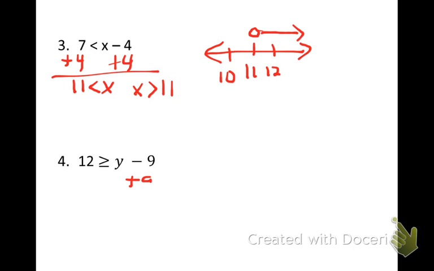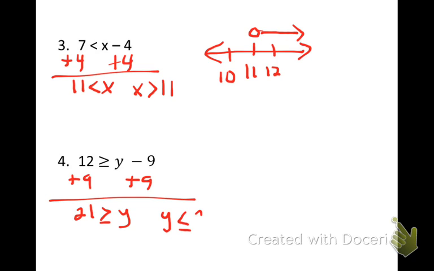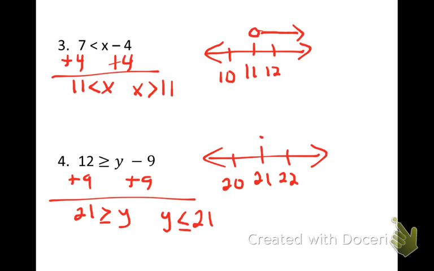This one I'm going to add 9 to each side and get 21 is greater than or equal to y. Again, reading it from the y, it's y is less than or equal to 21. So that is what I want to graph, 21 in the middle, 22 and 20. Is 21 less than or equal to 21? Yes, it is, so it should be a colored in dot, and numbers less than 21 would be going to the left here, so it would look like that.